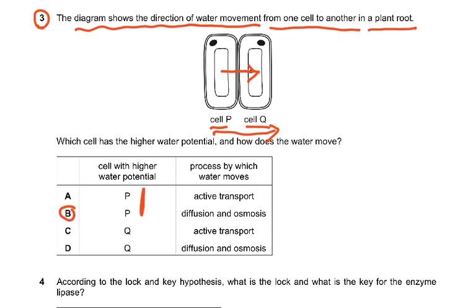Now the process by which water moves, well, it can't be active transport. It has to be diffusion and osmosis. Because through the cell wall is diffusion, because that's not a partially permeable layer. But through the cell membrane, it would be a partially permeable membrane. So it is both. So this was the answer to it, diffusion and osmosis.